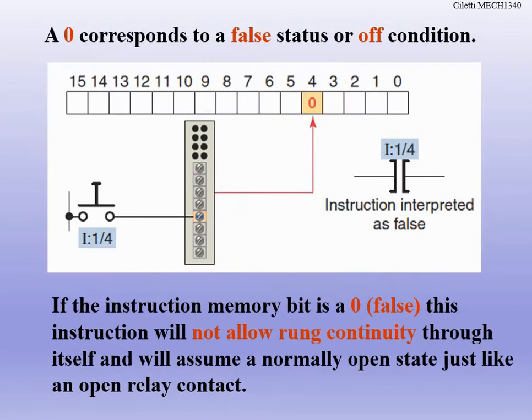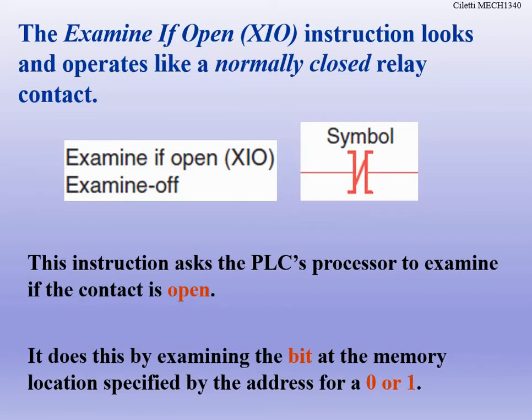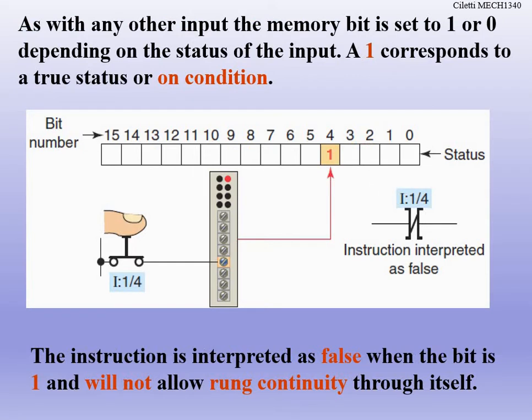I just kind of went through that. All right, so let's take a look here. If we look at the next piece, we have examine if open. Examine if open applies to a normally closed signal. So you have to ask yourself, it's looking for, does it open, and what makes it true? What makes it false in this case? It's examining the bit memory here. When we take a look at this, a 1 corresponds to a true status. So we're examining if open. But in this case, it's already closed. So it's going to stay closed, and it will interpret false when the bit is 1, and the rung will not allow.